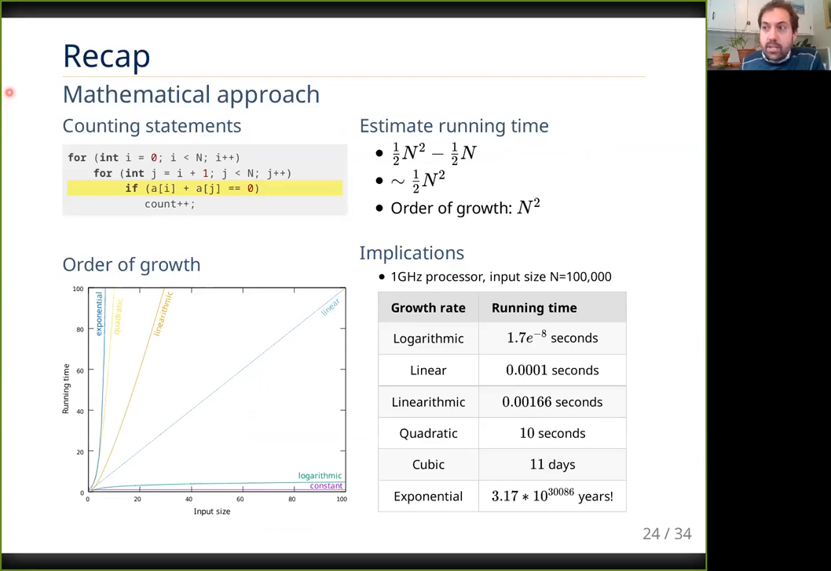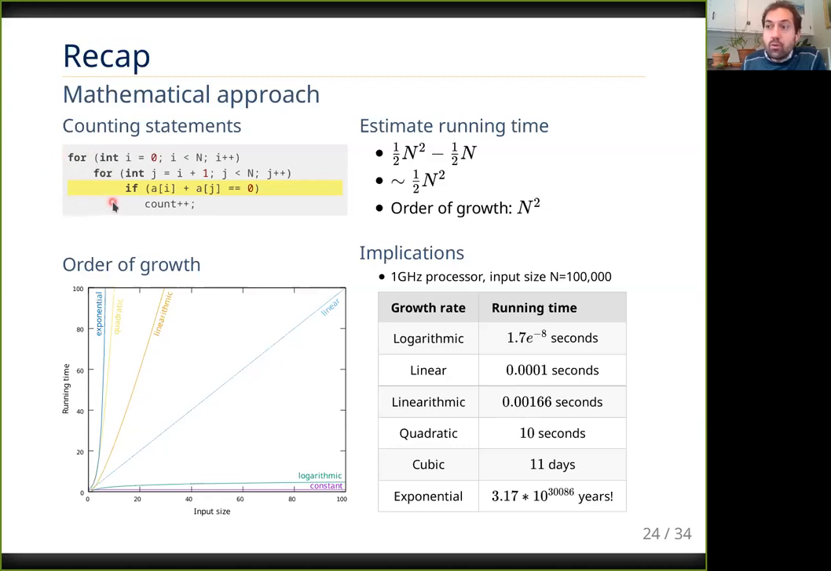So in our previous lecture, we talked about the idea that we didn't necessarily have to implement a certain algorithm and then run it to take measurements and derive a certain curve and then understand this curve. We could simply look at the code and try to count the statements as a function of the input size. So for example, we talked about two examples, the one sum and the two sum. Here is the code for the two sum.